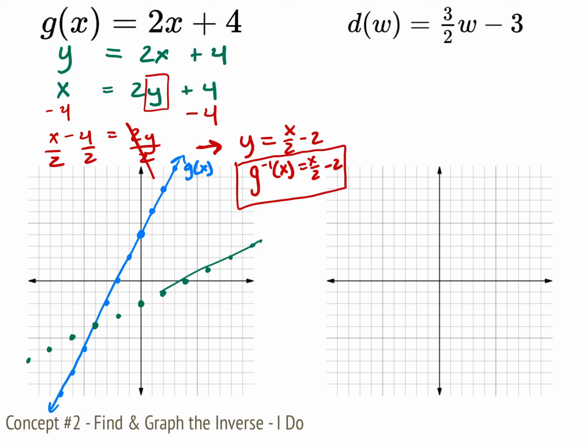Okay, let me try that again. And it's pretty close. There's my line. And you can kind of see it, right? You can kind of see that there's that line of reflection.